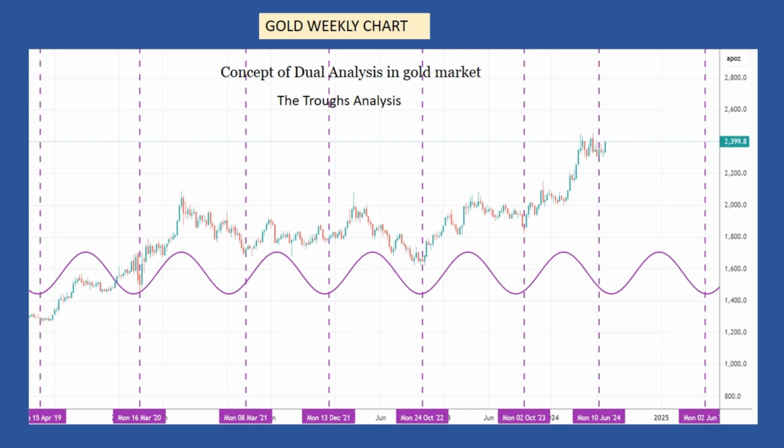Understanding dual analysis versus traditional cycle troughs analysis. The traditional cycle analysis, as initially proposed by Hurst, primarily focused on analyzing cycle troughs, or lows, to identify market patterns. This approach was based on the observation that troughs tend to be more precise and easier to identify than peaks. However, dual analysis takes this foundation and expands it by incorporating peak analysis, creating a more robust analytical framework.